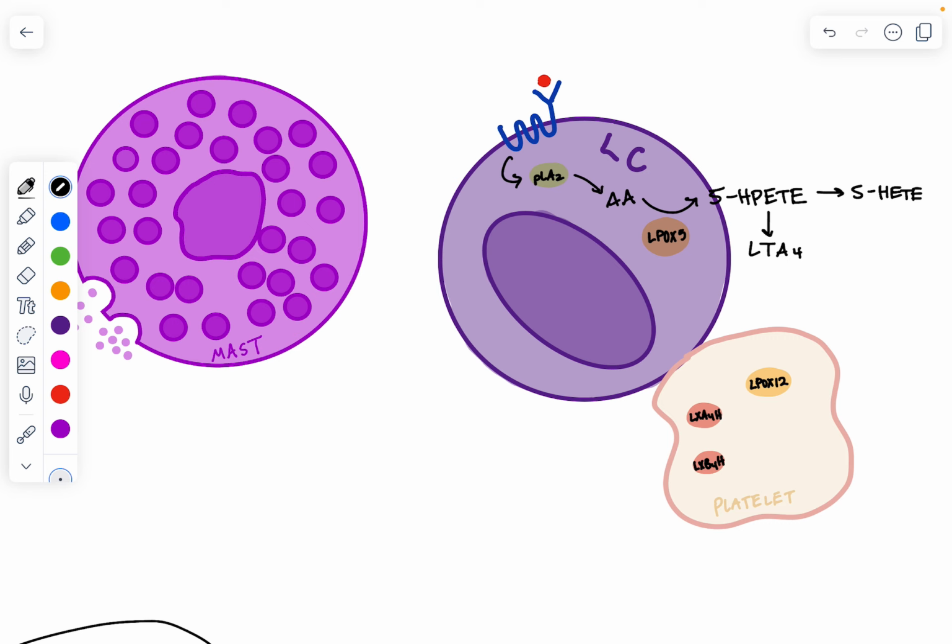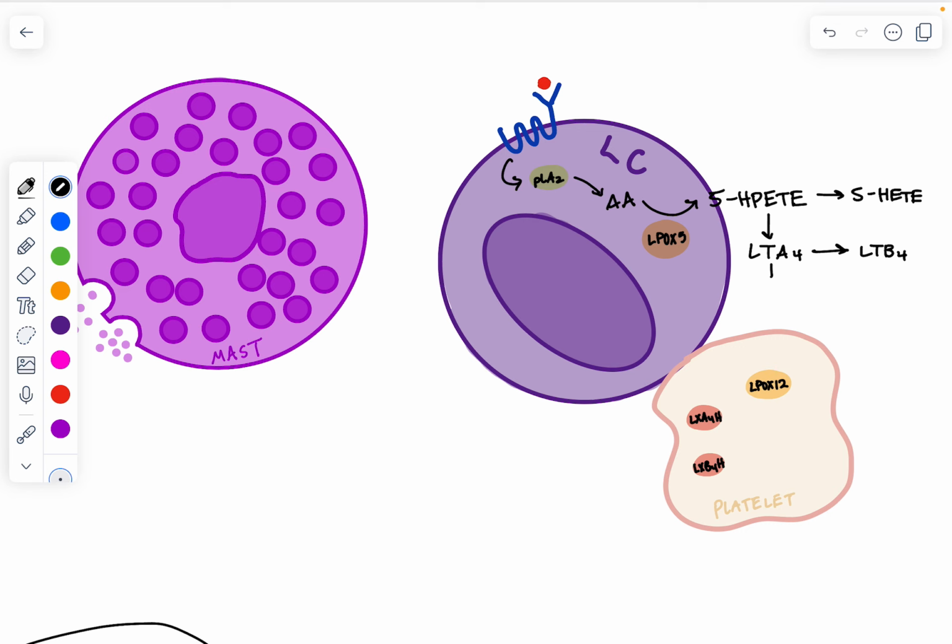Now, leukotriene A4 is another intermediate in this pathway, and we can go down a couple different steps here. So the first possibility is having an interconversion to leukotriene B4. We can also have the creation of leukotriene C4, D4, and E4. Or we can have an alternate pathway, which I'll go over in a little bit.